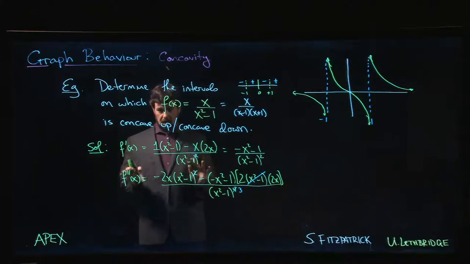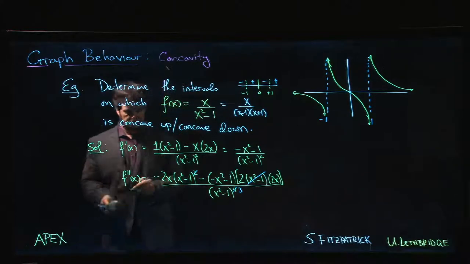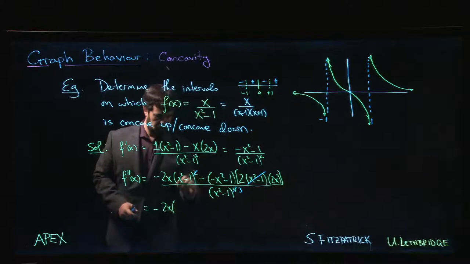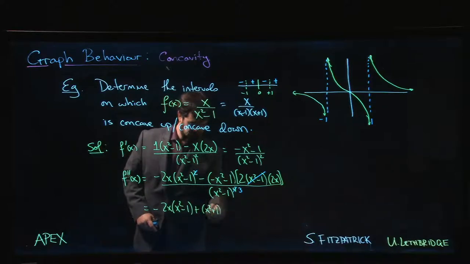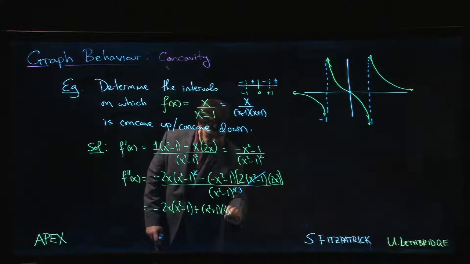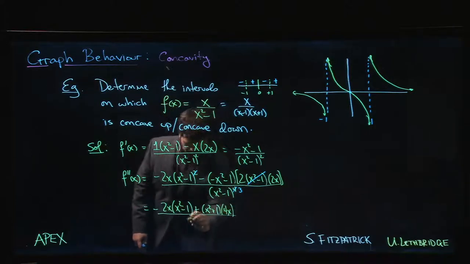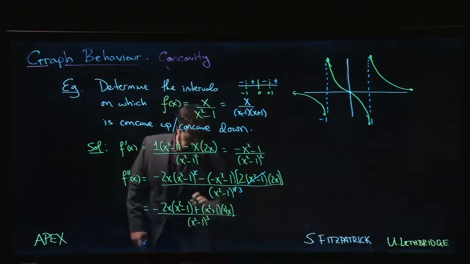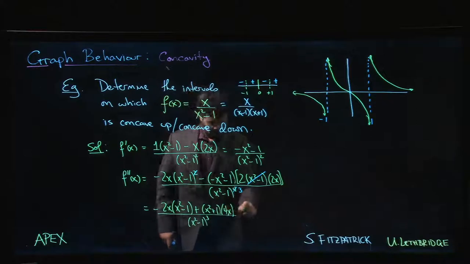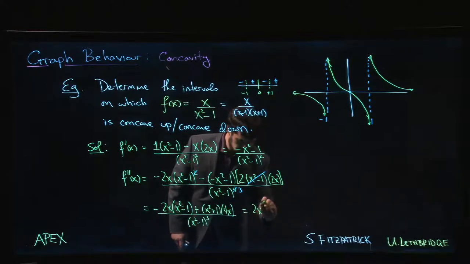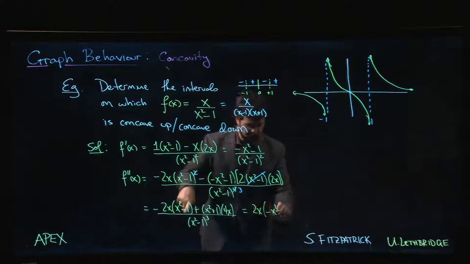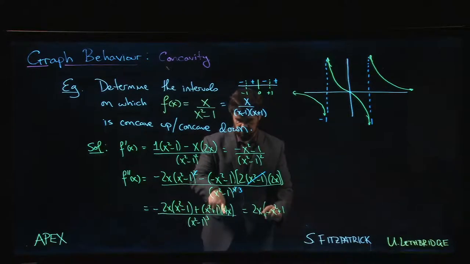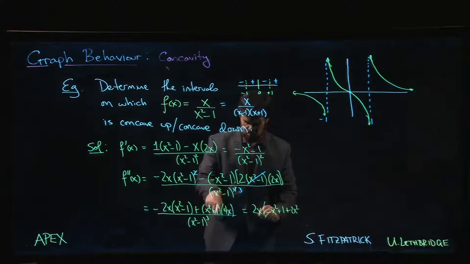Now we simplify. Now we have minus 2x times x squared minus 1. Push that minus sign through. x squared plus 1 times 4x over x squared minus 1 cubed. There's a 2x that's common. Let's factor it out. 2x times, bring that minus sign through. Minus x squared minus minus 1 is plus 1. And there's a 2 left over here, right? 4x is 2 times 2x. So 2 times x squared, and then 2 times 1.